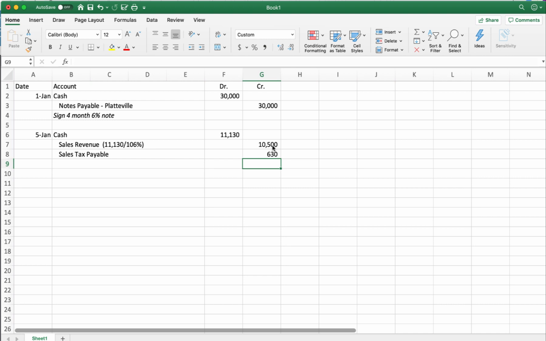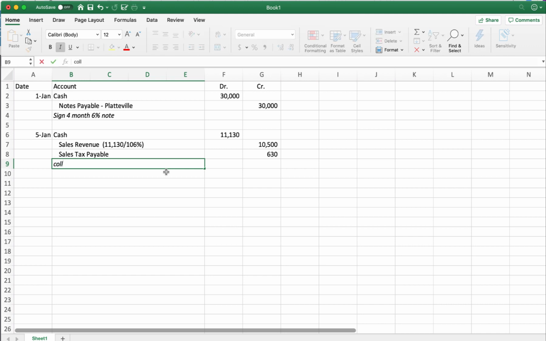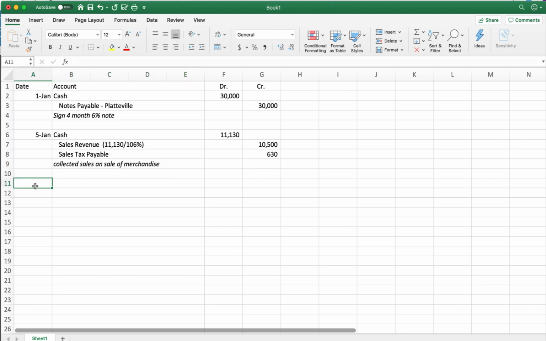$630 has to be my sales tax payable. Okay? Here we can go ahead and put in our explanation. Well, collected sales tax on sale of merchandise. Okay, it's exactly what we did, right? Remember, skip your space, please. Okay, next journal entry we have is January 12th.